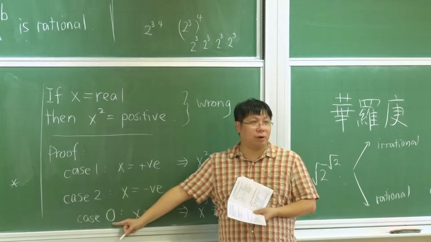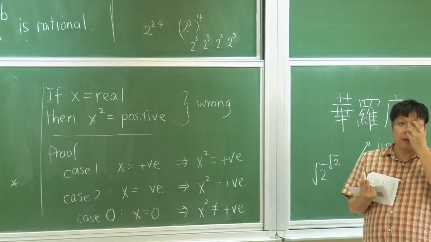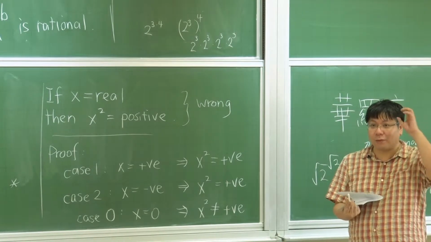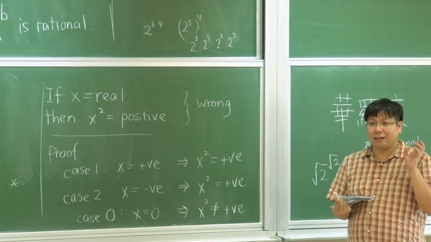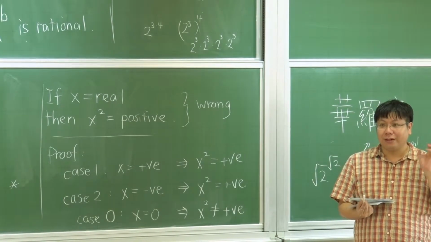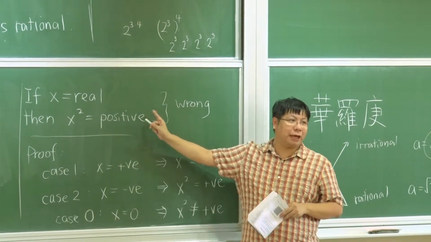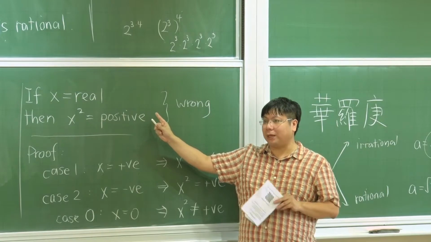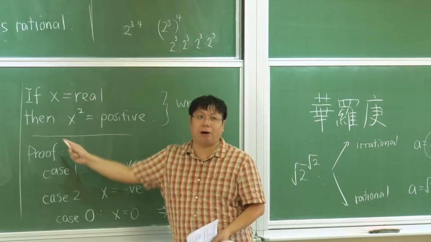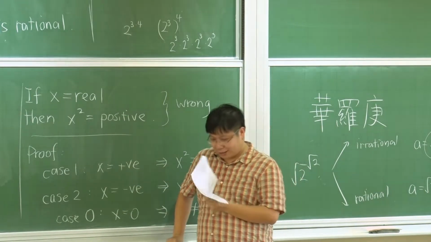And then when x is equal to 0, x squared is not positive. This gives us a what? This 0, we call it what? A witness? No, it's called a counter example. So this 0 is a counter example to the claim that the square of x is always positive. This is an example that says that this is wrong. We call it a counter example. Is that okay? Good.